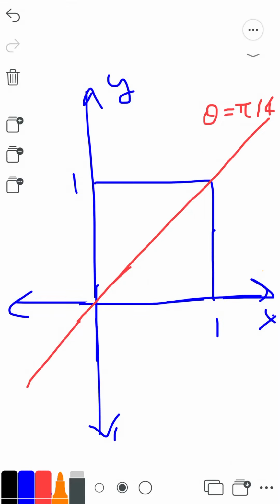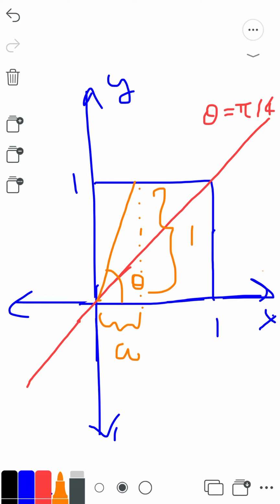So for the upper triangle here, which is basically theta between pi over 4 and pi over 2, let's draw a line here, and this is the angle theta, where theta is the angle starting from the positive x-axis. This length is 1 because it's the unit square. And now this length is cotangent of theta.